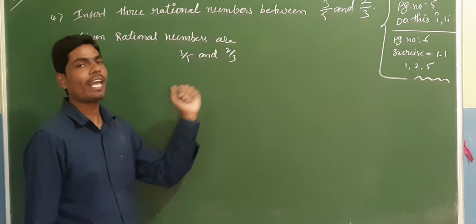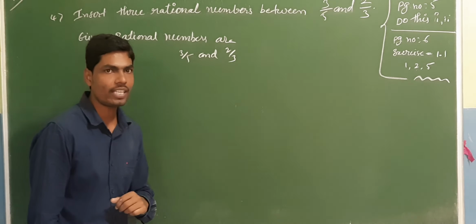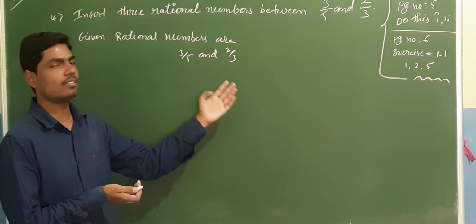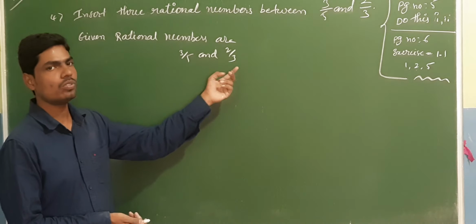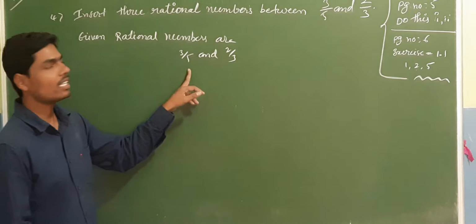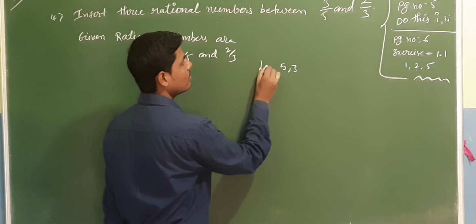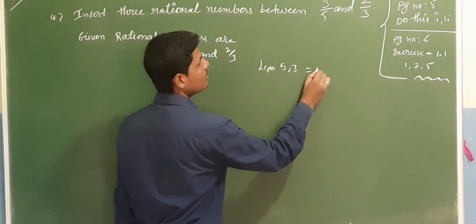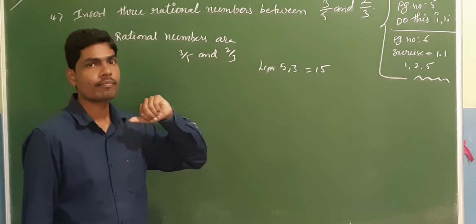If you want to get three rational numbers exactly, you need to multiply. First, make them into like fractions. Here 3 by 5 and 2 by 3. What are like fractions? If the denominators of the given fractions are the same, they are called like fractions. Now if you observe these two, they are not like fractions, they are unlike fractions. So for that, we take the LCM of the denominators, 5 and 3. The LCM is 15. Why? Because they are co-primes, their product becomes the LCM.